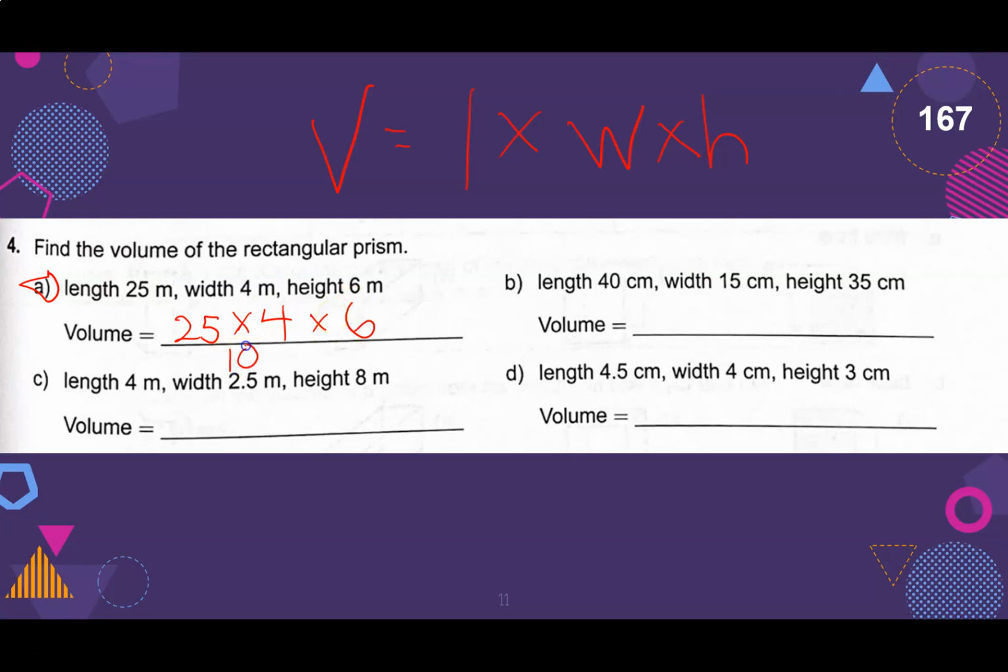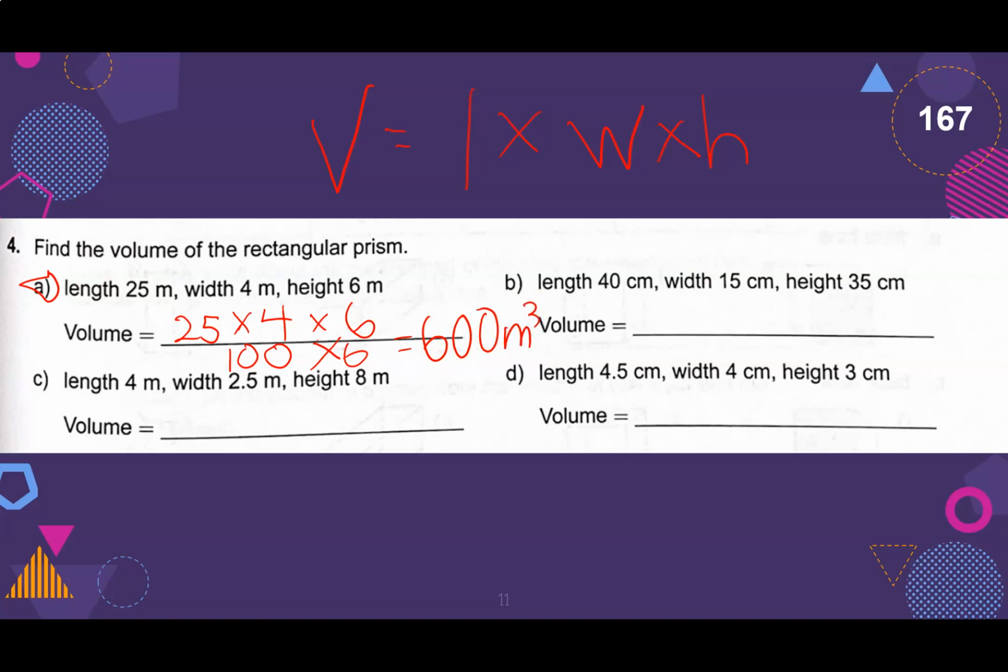25 times 4, that's like having 4 quarters. You would have 100 cents. 100 times 6 equals 600. And let's not forget the units, meters cubed.